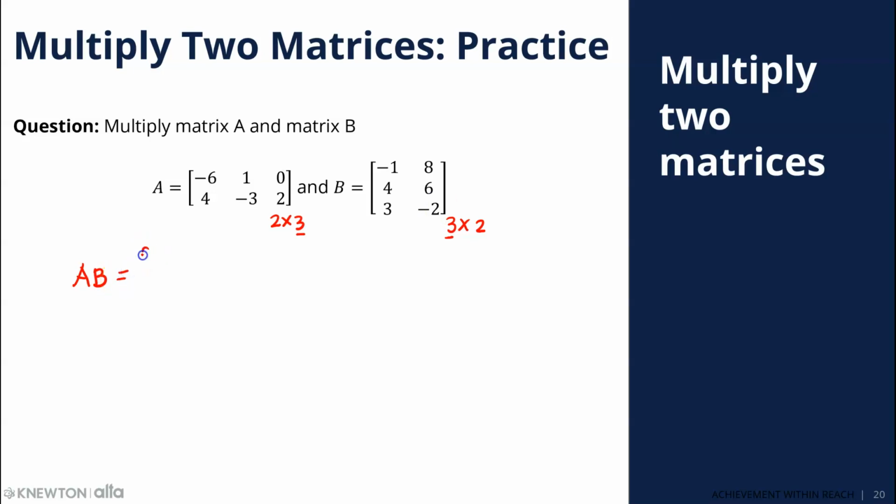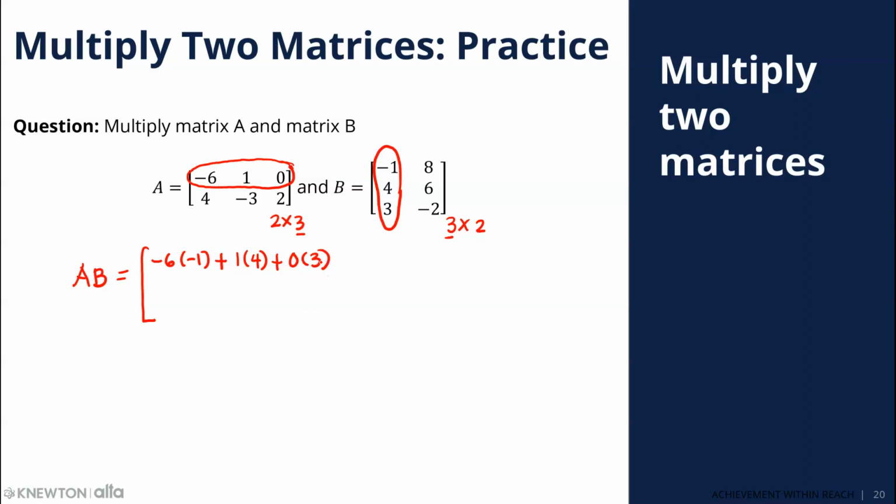So matrix AB can be obtained by first multiplying. The first entry in the first row in AB is obtained by multiplying the elements here to the elements here. You multiply corresponding elements. So negative 6 times negative 1, and 1 times 4, and then you add that. So you add all these products, plus 0 times 3.